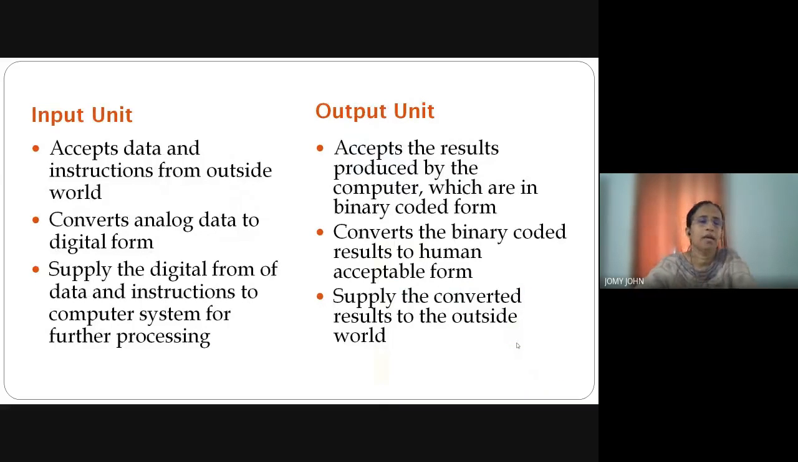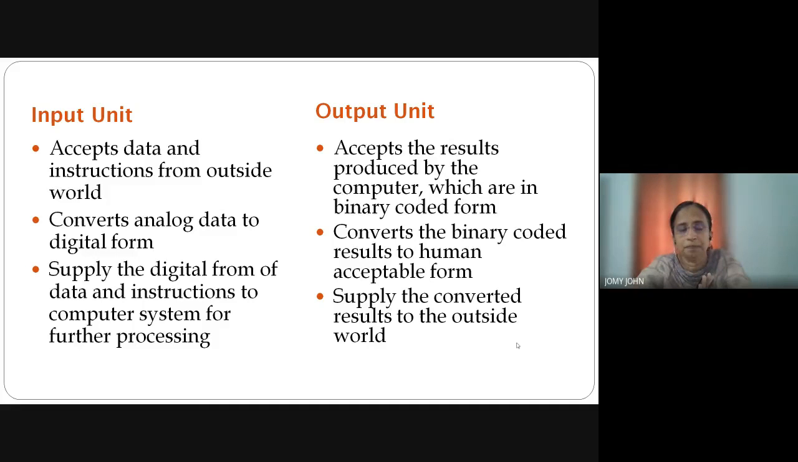Okay, to summarize, the input unit accesses data and instructions from the outside world and converts analog data, that is the outside world data, into digital form, and supplies the digital form of data and instructions to the computer system for further processing. The output unit accesses the results produced by the computer, which are in a binary coded form, converts the binary coded result to human acceptable form, and supplies the converted results back to the outside world.